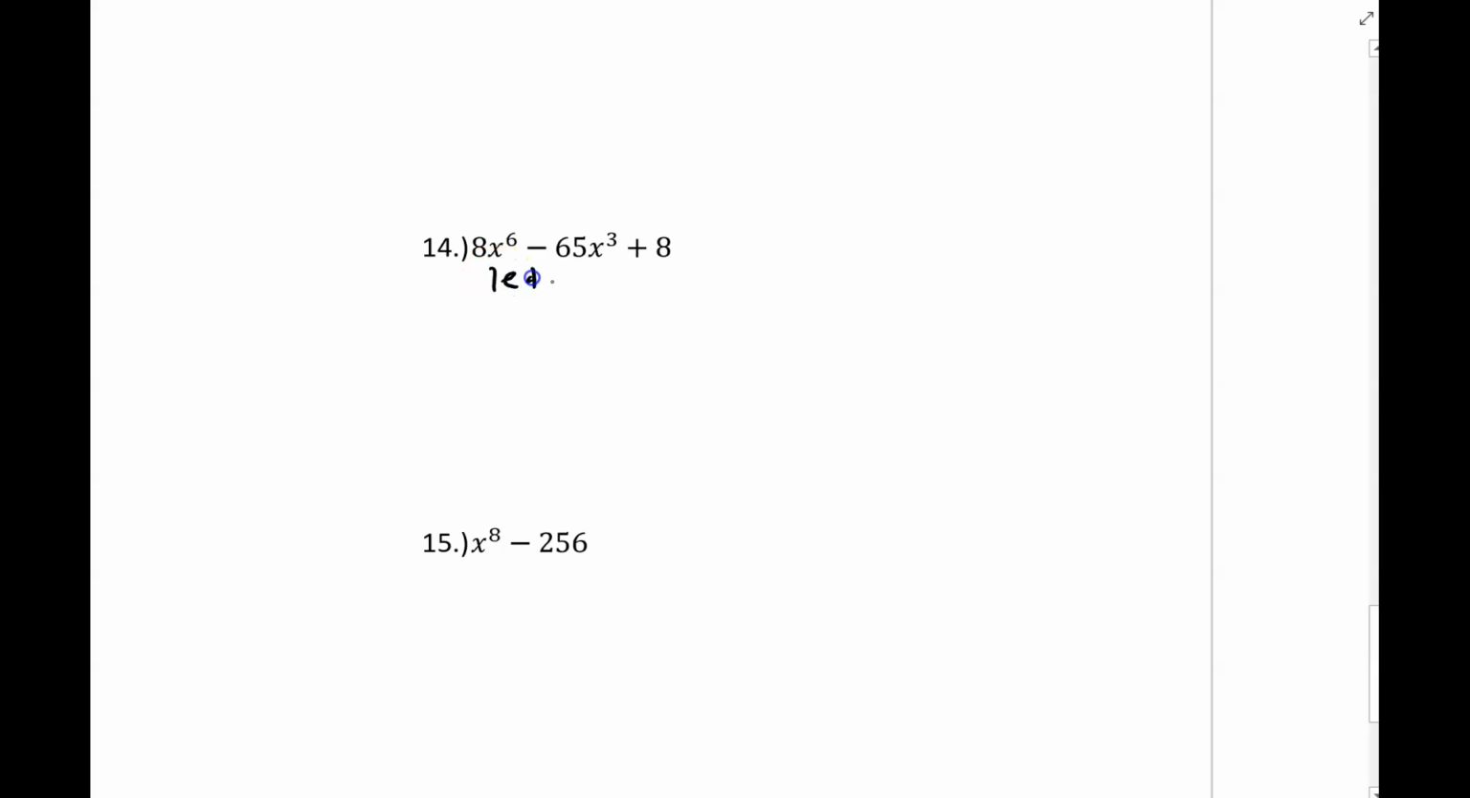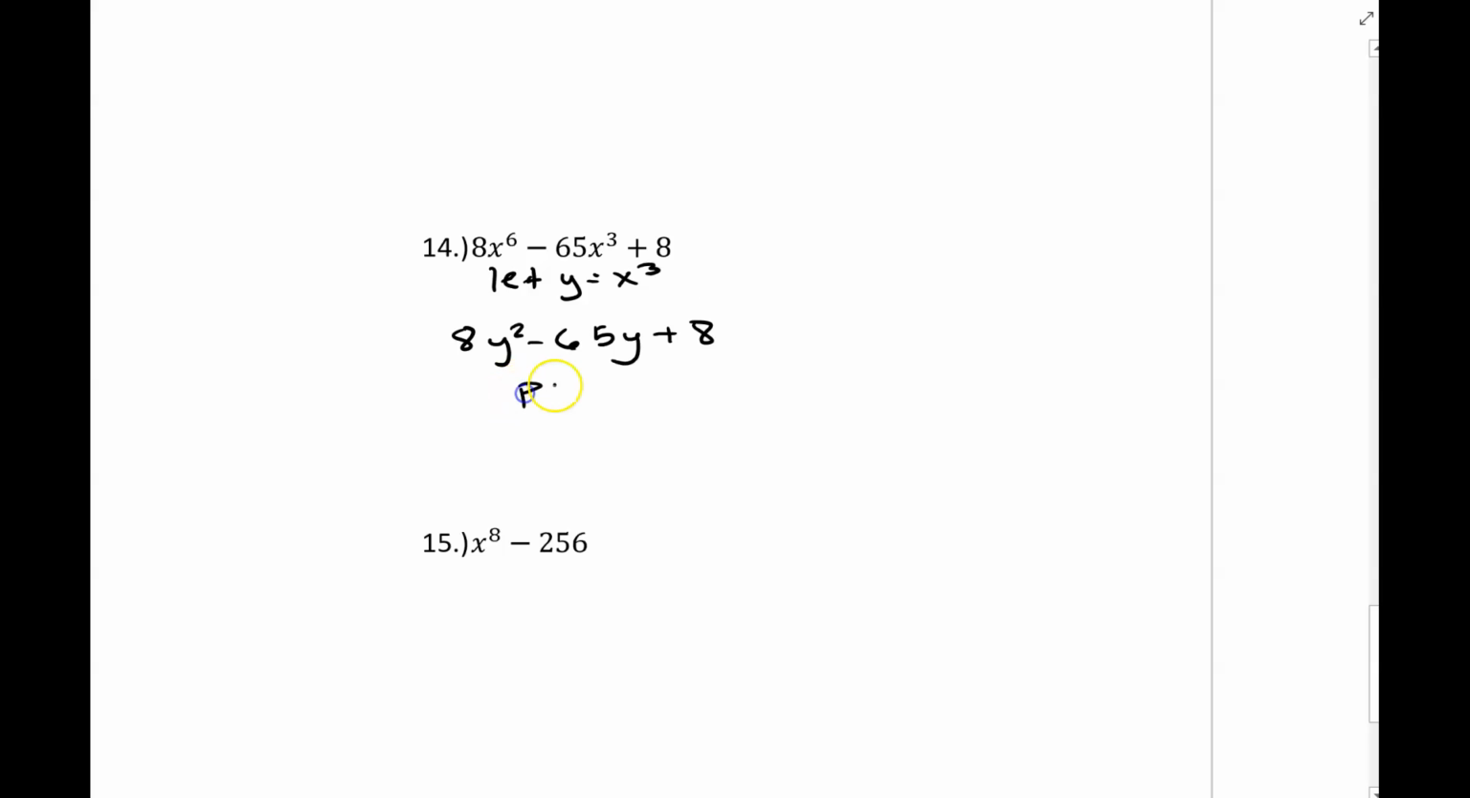So I'm going to say let y equal x cubed. Remember, I always set y to be the variable from the middle term. So when I do that substitution, I get 8y squared minus 65y plus 8. And now what I have is something expressly quadratic. Note here the leading coefficient for this quadratic is not 1. So I'm going to have to do the longer factoring on this.